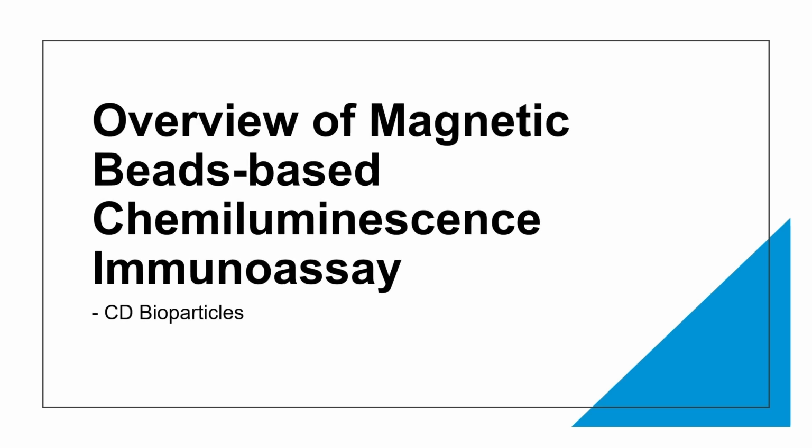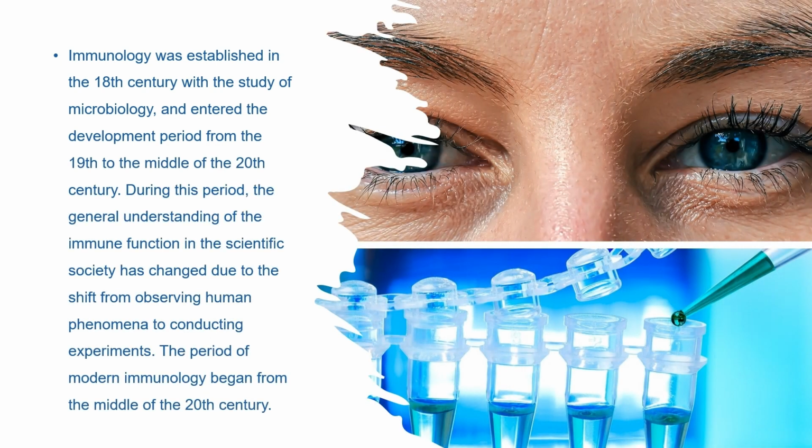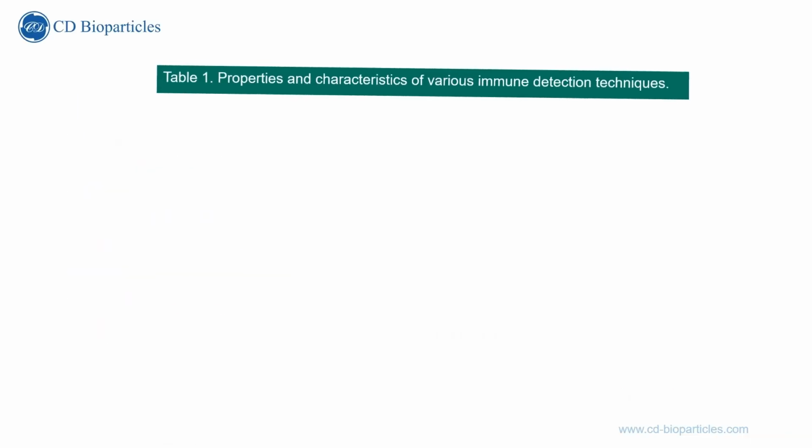In this video, we'll present you an overview of magnetic beads-based chemiluminescence immunoassay. Immunology was established in the 18th century with the study of microbiology and entered the development period from the 19th to the middle of the 20th century. During this period, the general understanding of the immune function in the scientific society has changed due to the shift from observing human phenomena to conducting experiments. The period of modern immunology began from the middle of the 20th century.